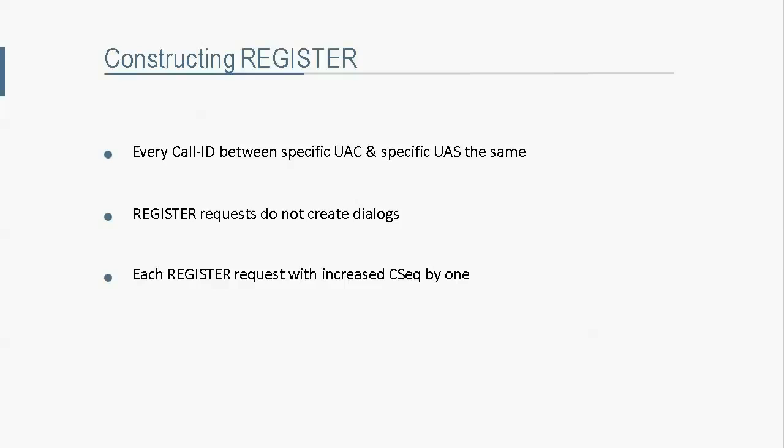Alright, so if the Call-ID values of REGISTER requests between two specific user agent client and user agent server are the same, in an IP world, how do we know if the requests and responses are received in the correct order? Well, this is where the CSeq header field comes into play. Each time a user agent client sends a REGISTER request, it has to increase the CSeq header field value by 1. That is how the user agent client and user agent server know the order of received requests and responses.